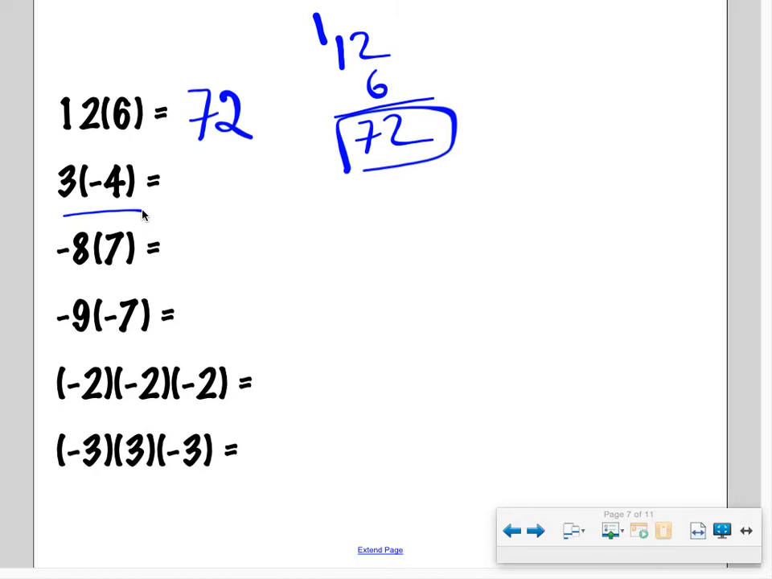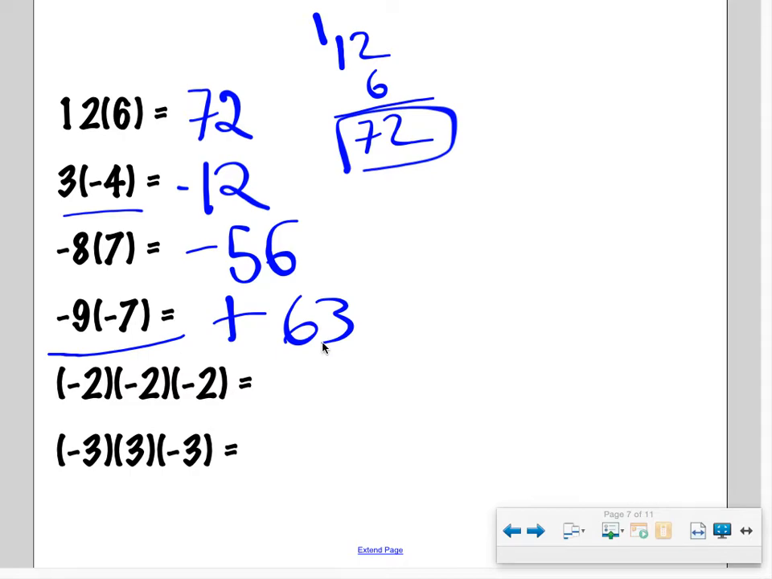Let's look at this one. 3 times -4, positive times a negative. So we know that's going to be negative, and we know that 3 times 4 is 12. And again, -8 times 7 is a negative times a positive, so we know it's going to be negative. And we know that 8 times 7 is 56. So we get -56. All right, this one, negative times a negative. Well, right away, I can tell you that's going to be positive. 9 times 7 is 63.